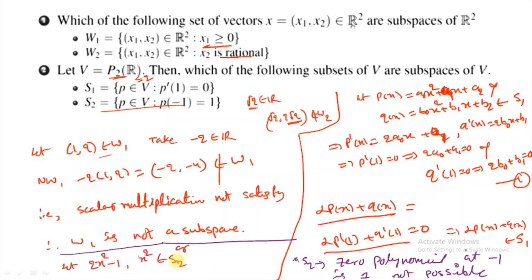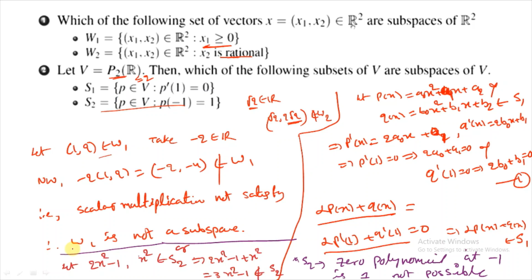Okay, this polynomial belongs to S2. Now observe here: 2x² − 1 plus x² is equal to 3x² − 1. Does it belong to S2? Belonging to S2 means at x equal to −1, it must be 1. But at x equal to −1, 3(−1)² − 1 is 2. This does not belong to S2. That means it's not closed under vector addition. Therefore, S2 is not a subspace.